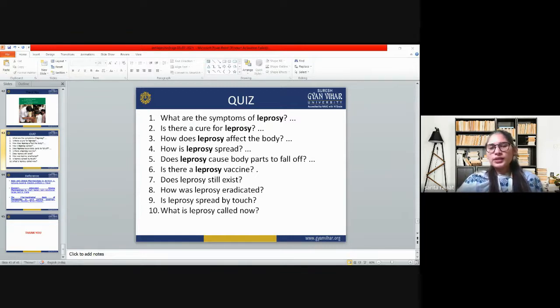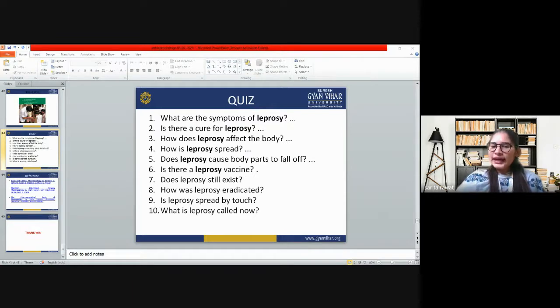And then the second question is, is there a cure for leprosy? So yes, leprosy has been curable by multi-drug therapy, a combination of three drugs that fight the leprosy bacteria, since 1982. So people affected by leprosy usually take multi-drug therapy for 6 to 12 months after diagnosis, depending on the type of leprosy they have, like multibacillary leprosy or paucibacillary leprosy. So it depends on the patient's condition.